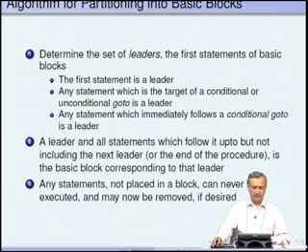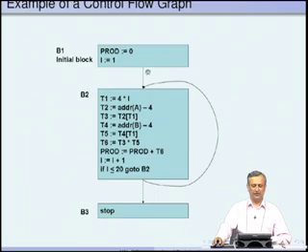How do you partition the quadruples into basic blocks? That is the next topic. The algorithm is simple. Essentially we determine the set of leaders. The leaders are the first statements of basic blocks. The first statement in the program, that is a procedure, is a leader. Any statement which is the target of a conditional or unconditional go to is a leader. I will give you an example of this, and any statement which immediately follows a conditional go to is also a leader.